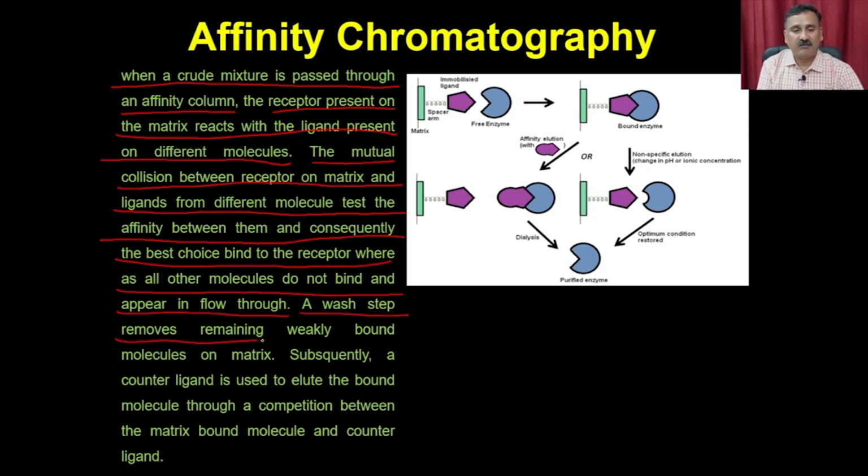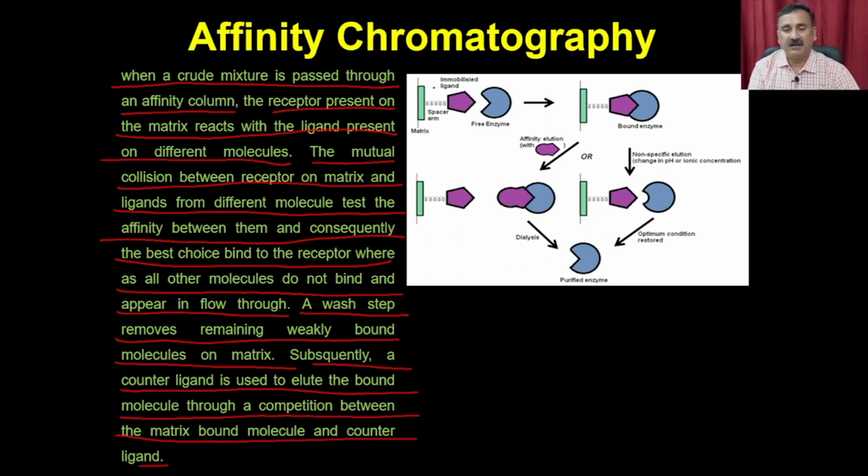A wash step removes the remaining weakly bound molecules on the matrix. Subsequently, a counter ligand is used to elute the bound molecule through a competition between the matrix-bound molecule and the counter ligands. This is what exactly happens, right? In chromatography, you have an immobilized ligand present on the matrix, and when it reacts with the free enzyme, the free enzyme goes and binds to this particular ligand, and that's how it forms the enzyme-ligand complex.